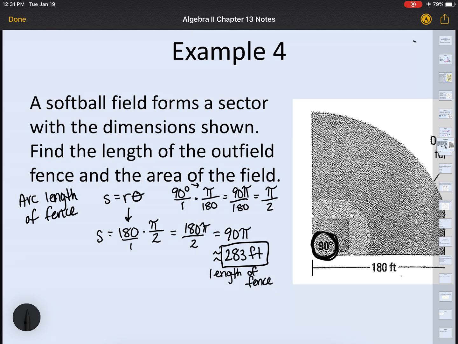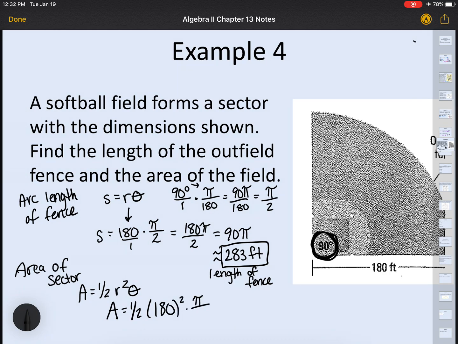Alright. We're still not done though. We need the area of the field. So this is the area of a sector. That area of a sector is 1/2 the radius squared times theta, which is in radians, but we already did that. So we got the area is 1/2 of 180 squared times our theta in radians, which was pi over 2. So we go ahead and put that in the calculator.